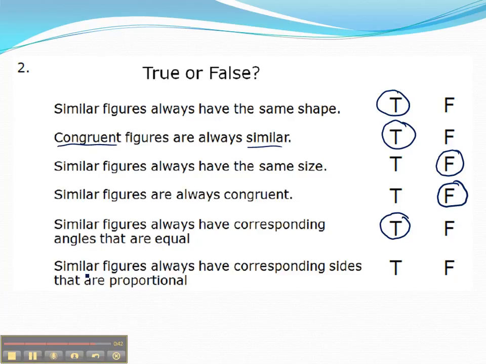The last statement says, similar figures always have corresponding sides that are proportional. That's true. Look at the proportion we set up in problem 1, comparing the corresponding sides of those two triangles. That's the definition of similar figures. They have the same shape, and in order for them to have the same shape, they must have proportional corresponding sides, so that is true. Okay, we'll pick up the review with problem 3 on the next video.